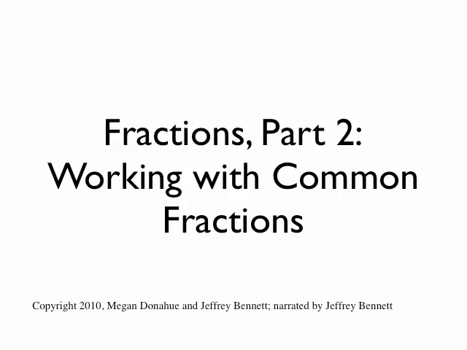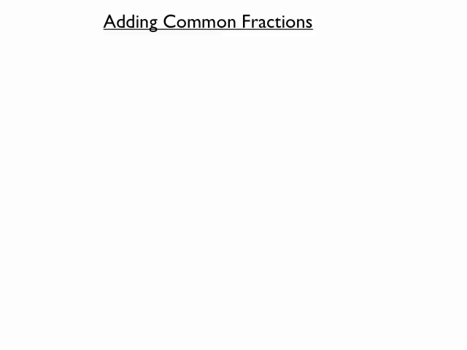We now look at rules for adding, subtracting, multiplying, and dividing common fractions. Let's start with addition. If two fractions have a common denominator, we simply add their numerators. For example, 1/5 and 2/5 have a common denominator of 5. So we can add them by adding their numerators.